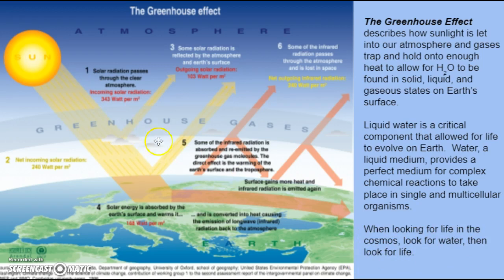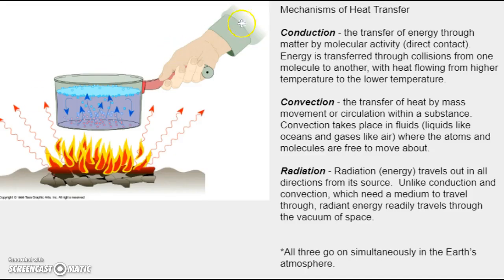So the idea of what's taking place in the greenhouse effect, we have to break this down a little further. We have to look at the modes or the mechanisms of heat transfer. There's 3 primaries. We have conduction, convection, and radiation. If I look at somebody boiling water, I can actually study all 3 at the same time. So let's talk conduction. Conduction is the transfer of energy through matter by molecular activity, direct contact. Energy is transferred through collisions from one molecule to another, with heat flowing from higher temperature to lower temperature.